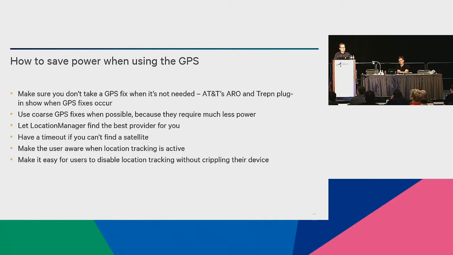With GPS, obviously you want to be aware of when you're taking fixes. If you can use a coarse fix, it consumes about 1/10 the power. Let Location Manager find the best provider. Put a timeout in if you can't find a satellite so you don't use unnecessary power. Make the user aware of when you're tracking them, and make it easy for them to disable that.